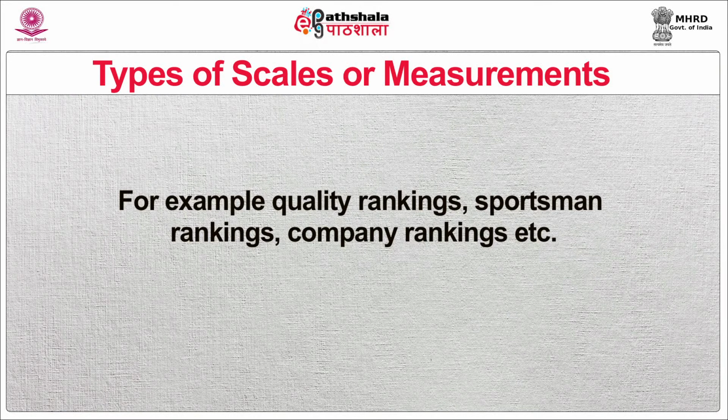The object ranked first has more of the characteristic being measured as compared to the object being ranked second, and henceforth. For example, quality rankings, sportsman rankings, company rankings, etc. When measured on this type of scale, the responses carry the characteristic of greater than or less than. In this kind of scale, percentile, median and percentages can be calculated on the objects being measured.